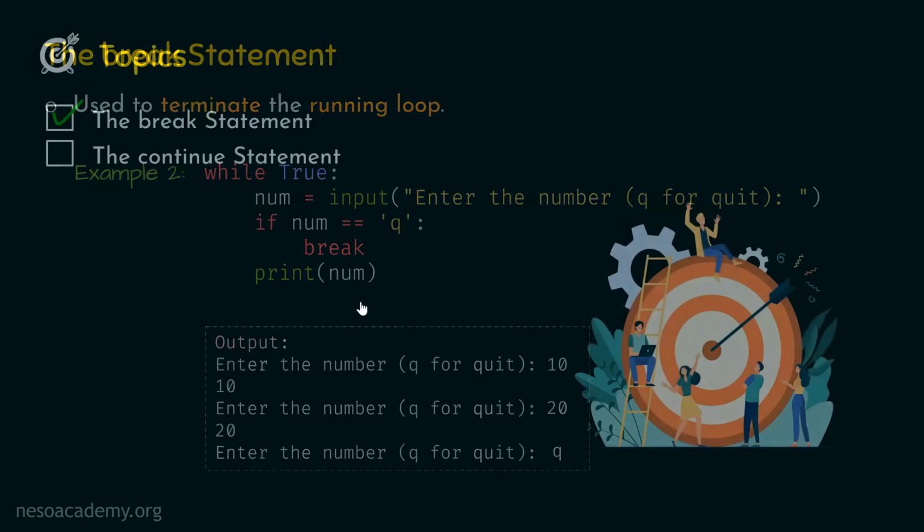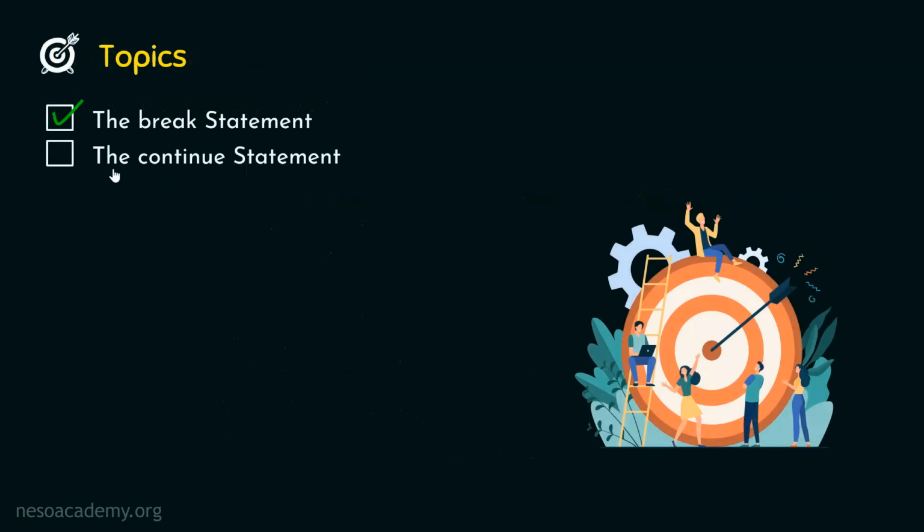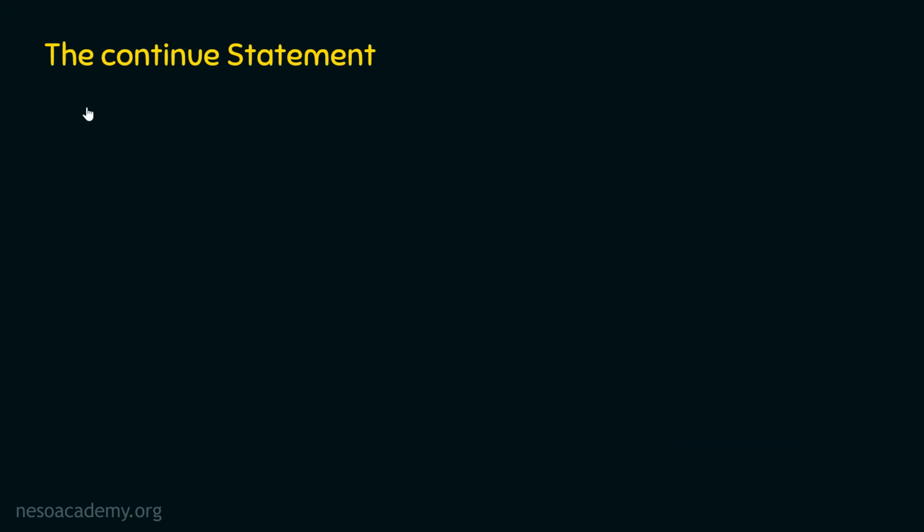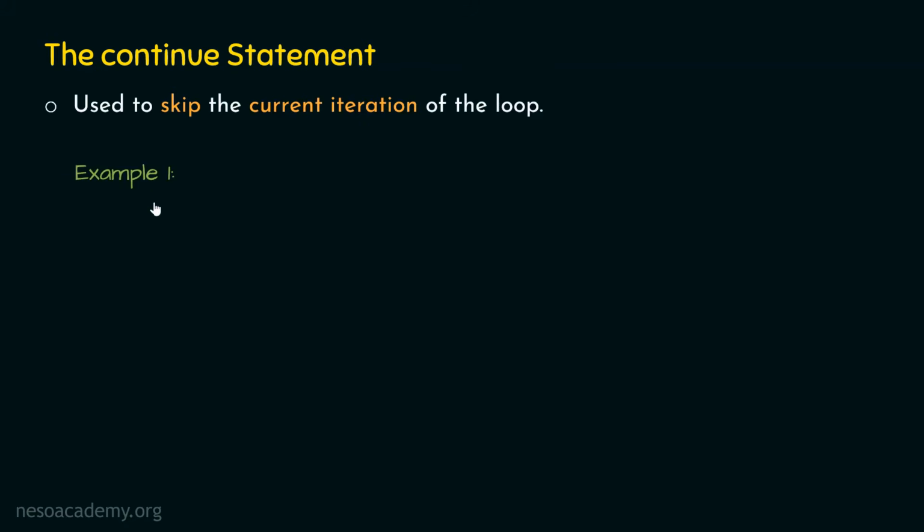Let's move on to the next topic, that is the continue statement. The continue statement is used to skip the current iteration of the loop. If we want to skip the current iteration of the loop, we can do that with the help of the continue statement. Now let's see how to use the continue statement with the help of some examples. Let's consider example number 1. Let's say that we want to print numbers 0, 1 and 3.